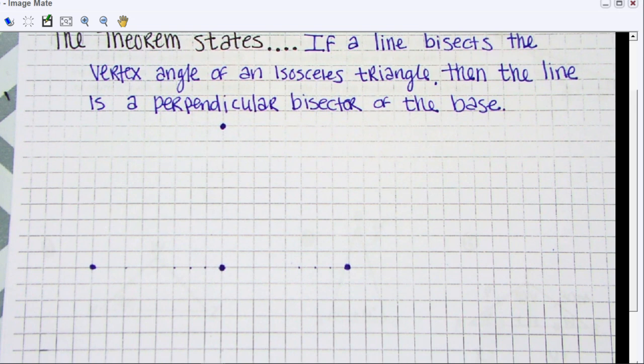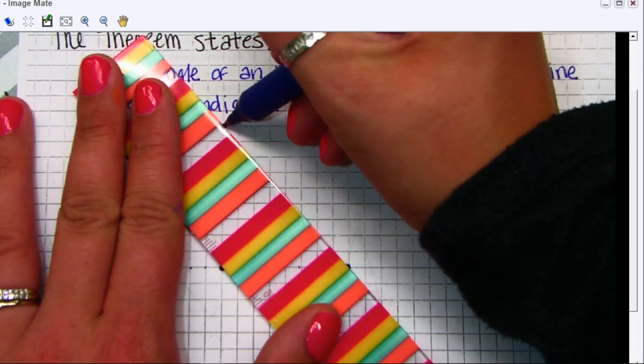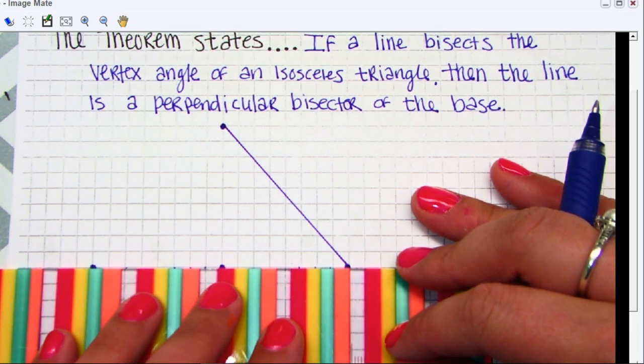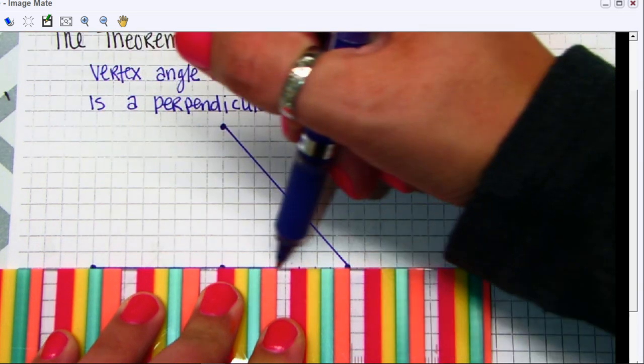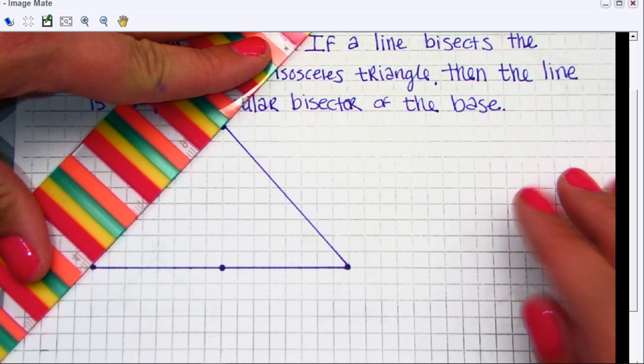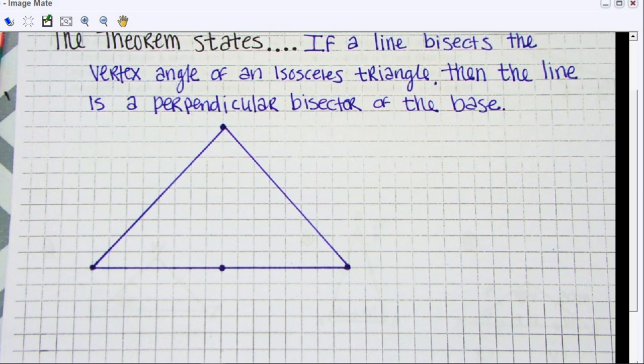Now we're going to connect it using your protractor. So the way we're going to connect this is we're going to connect this top piece here. You're going to connect all the way across the bottom, and we're going to use that middle dot here in a second. And then you're going to connect here. What you've created is an isosceles triangle. And so we're just connecting our pieces. We want to be as accurate as possible.